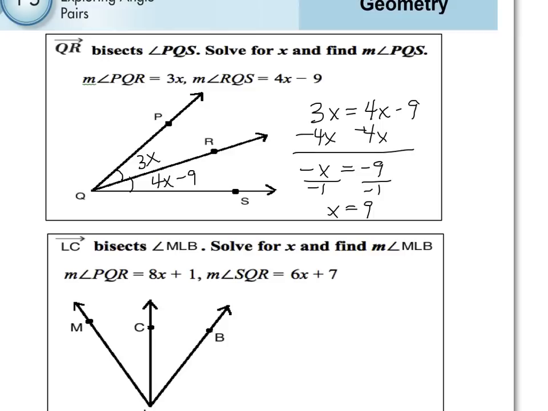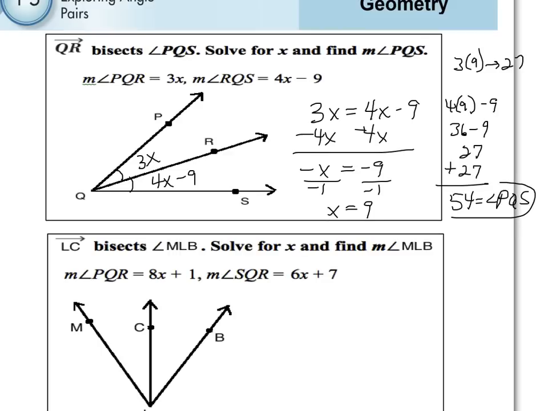And now to find the measure of angle PQS, I got to plug it in and then add the two parts together. So 3 times 9 gives me 27. And 4 times 9 minus 9 is 36 minus 9, which is also 27. So 27 and 27, because those two are the same, will give me 54, and that is angle PQS. So it gives you an example of using an angle bisector.